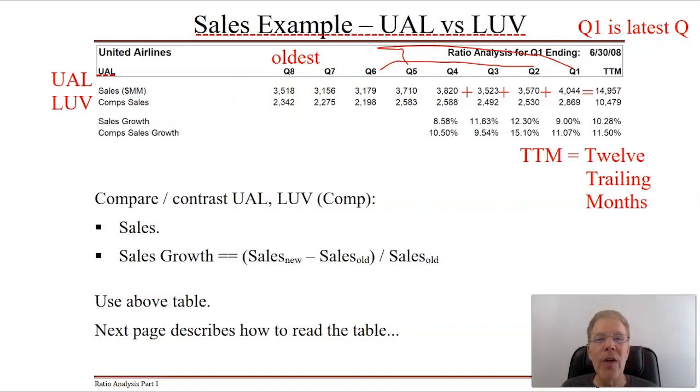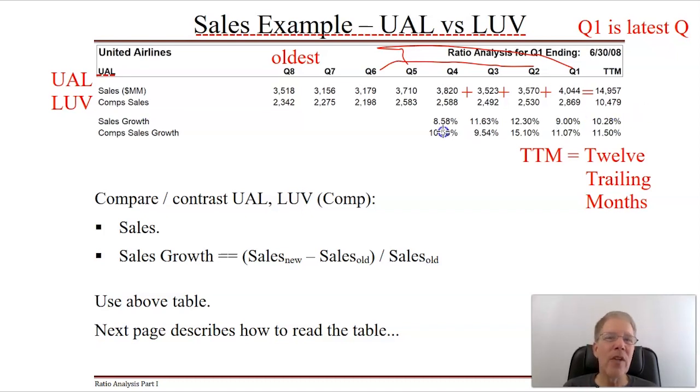Okay, so let's go ahead. What are we being asked to do here? Let's compare and contrast sales and sales growth. Generally, without even looking down here at the growth numbers, sales are improving for both companies, increasing for both companies. So TTM, we have about 15 billion for UAL, and about 10.5 billion for LUV, for Southwest. So these are clearly comparable size companies.